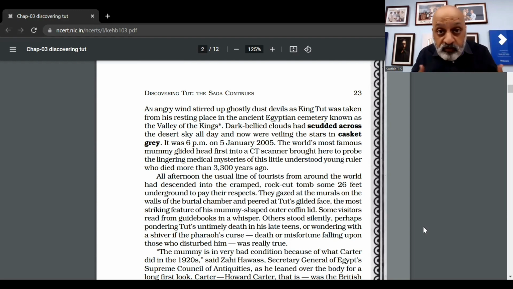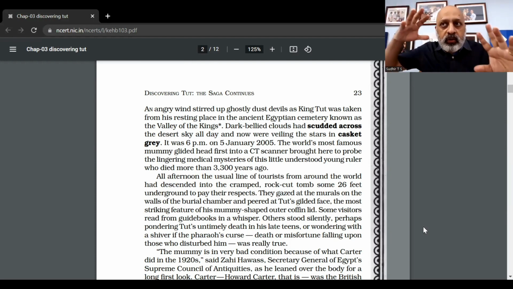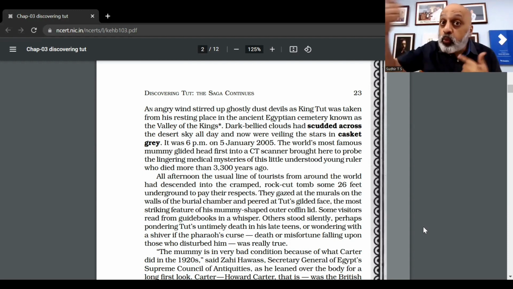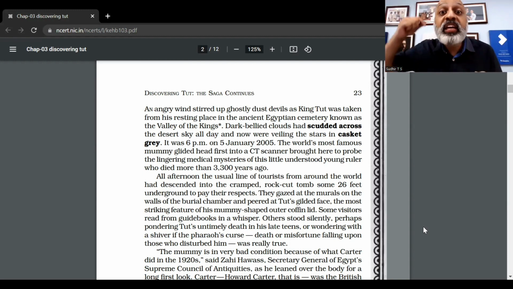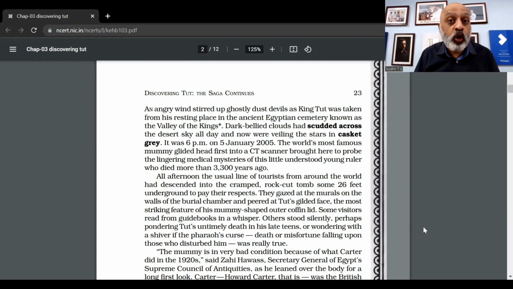When he was taken out from his resting place, it is as though the environment around is not happy about what is happening. You understand? That's how a superstitious mind will probably interpret this natural phenomenon. An angry wind, the wind has been personified. It was angry.